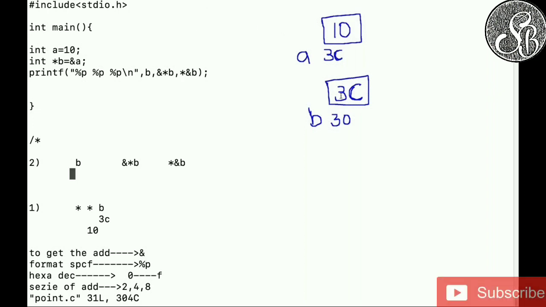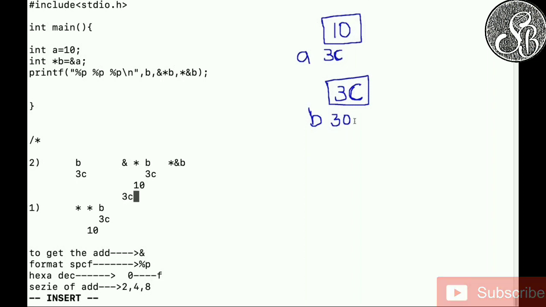What is this difference? Okay, B is nothing but 3C, right? I'll solve it with the underlining thing. Okay, B means what, guys? 3C is pointing to 10. Now it is asking, what is the address of 10? 3C. No doubt in this.